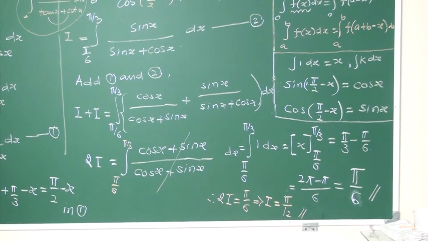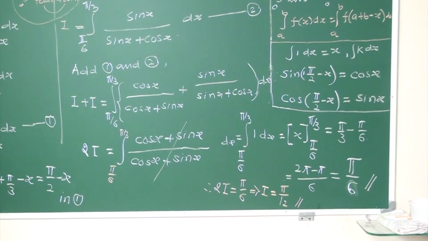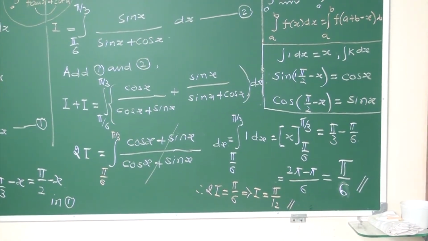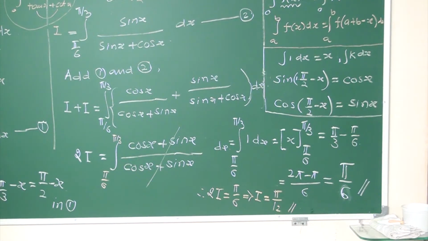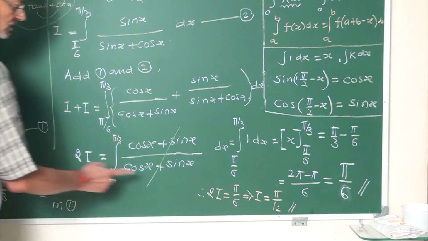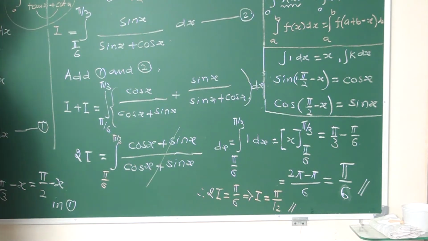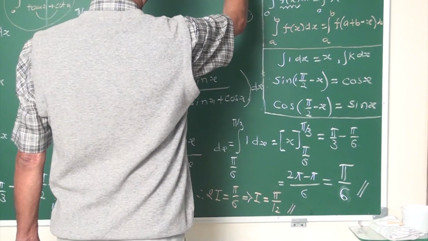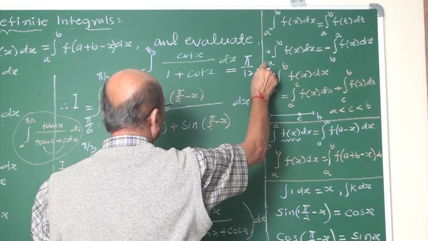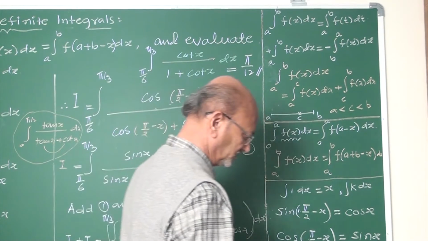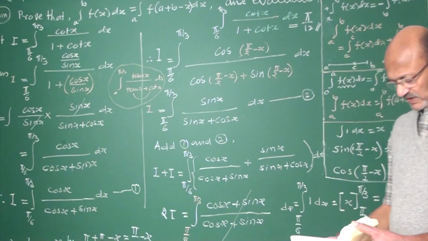Integral of 1 means x. Lower, upper. Put x equal to upper minus x equal to lower. Pi by 3 minus pi by 6, simplification gives pi by 6. Therefore, my friends, you get 2I equal to pi by 6. Then I is pi by 12. So the integral of this is pi by 12. This is the answer.